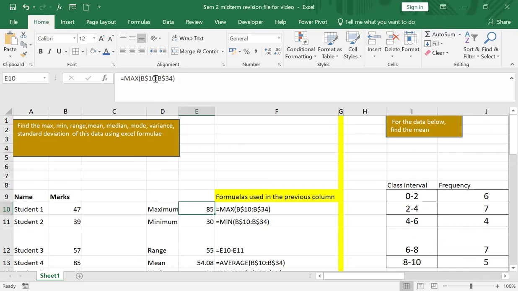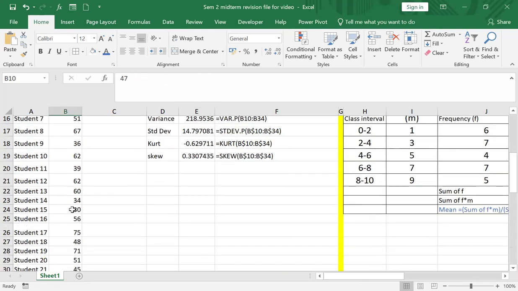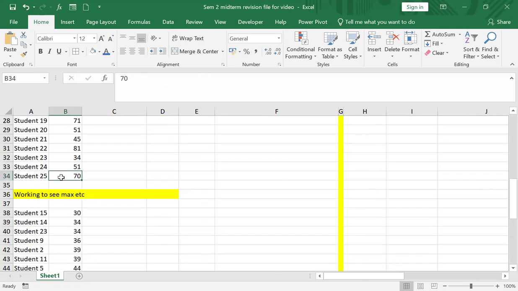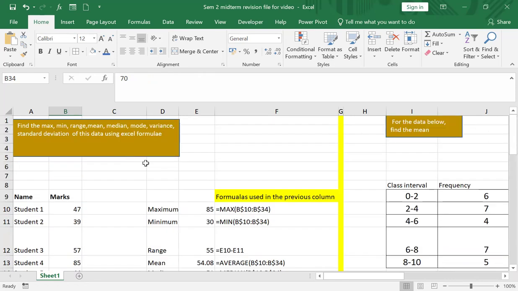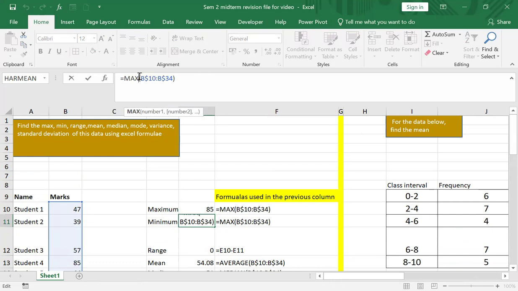Max, $10 to $34. I want to freeze the 10th row and the 34th row, so that when I have to give a formula for the minimum, I can just drag it from here, bring it here, then go and correct this maximum to minimum. I don't type the range every time.